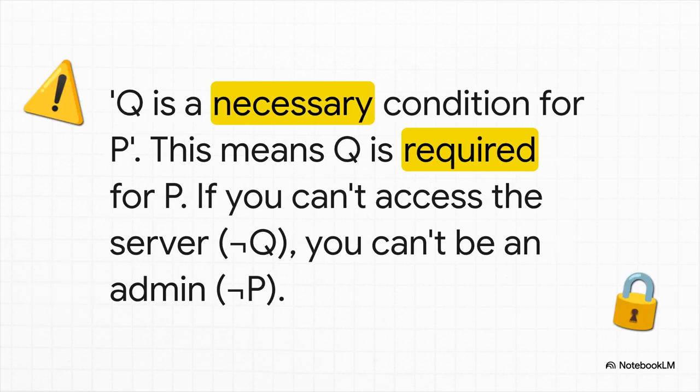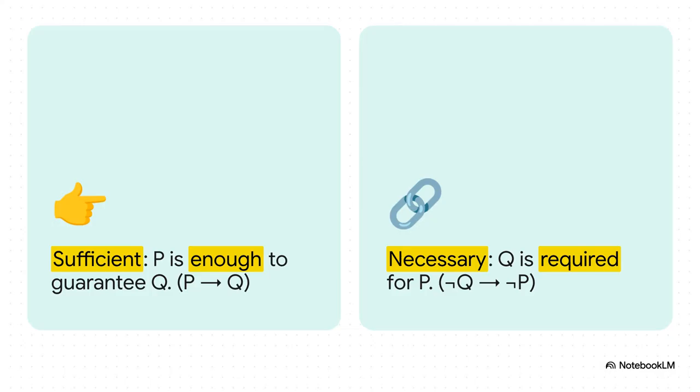Okay, now for the one that usually causes the headaches. Q is a necessary condition for P. Notice how the letters are flipped around in the sentence. Necessary just means required. It's a prerequisite. So if that required condition isn't met, if you can't access the server, which is not Q, then there's no way you can possibly be an admin, which is not P. Server access is a required part of being an admin. So here's the bottom line.